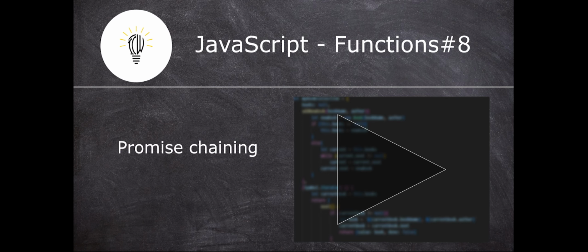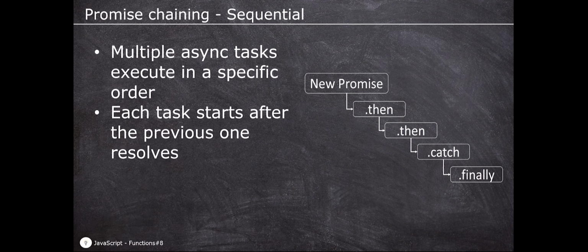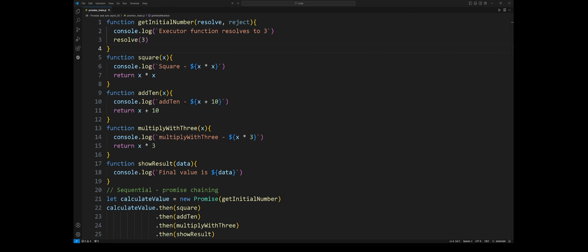In the last video, we learned about sequential chaining when we passed promise objects to multiple .then or .catch methods. In this video, I will formally introduce sequential promise chaining. When multiple asynchronous tasks execute one after the other in a specific order, each task starts once the previous task resolves. This allows to control the sequence of operations, and any error during the execution is centrally managed using the .catch method.